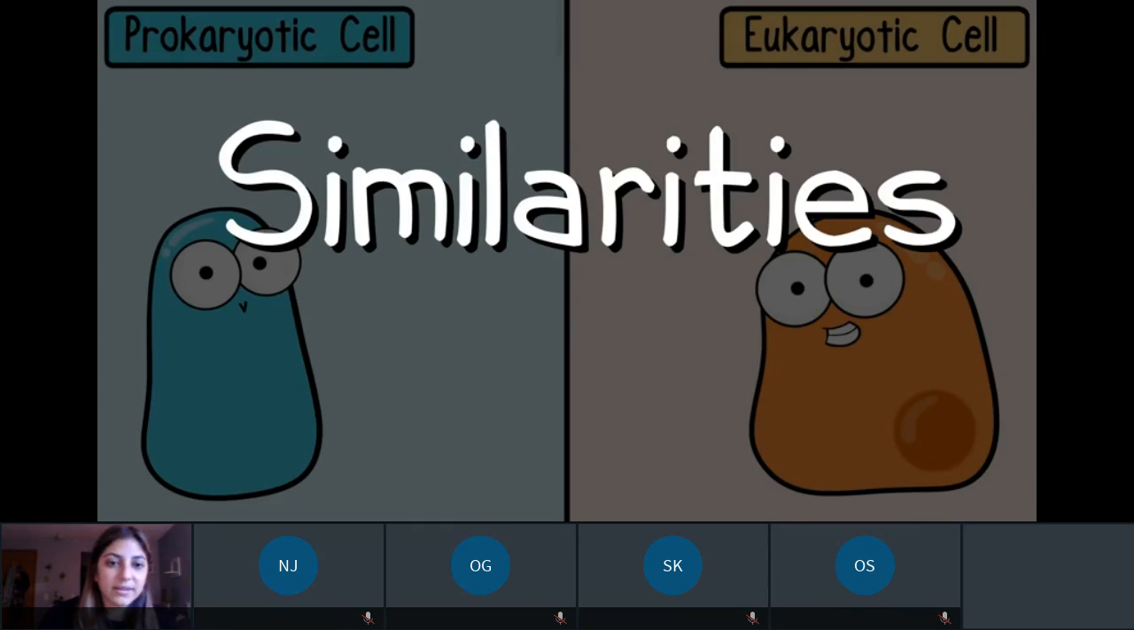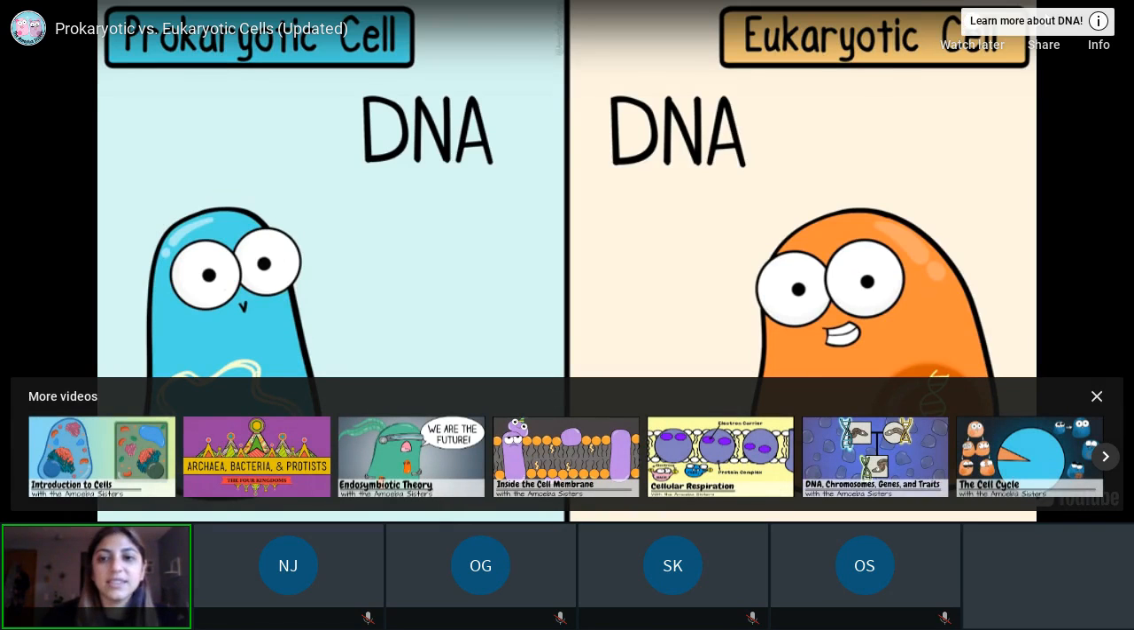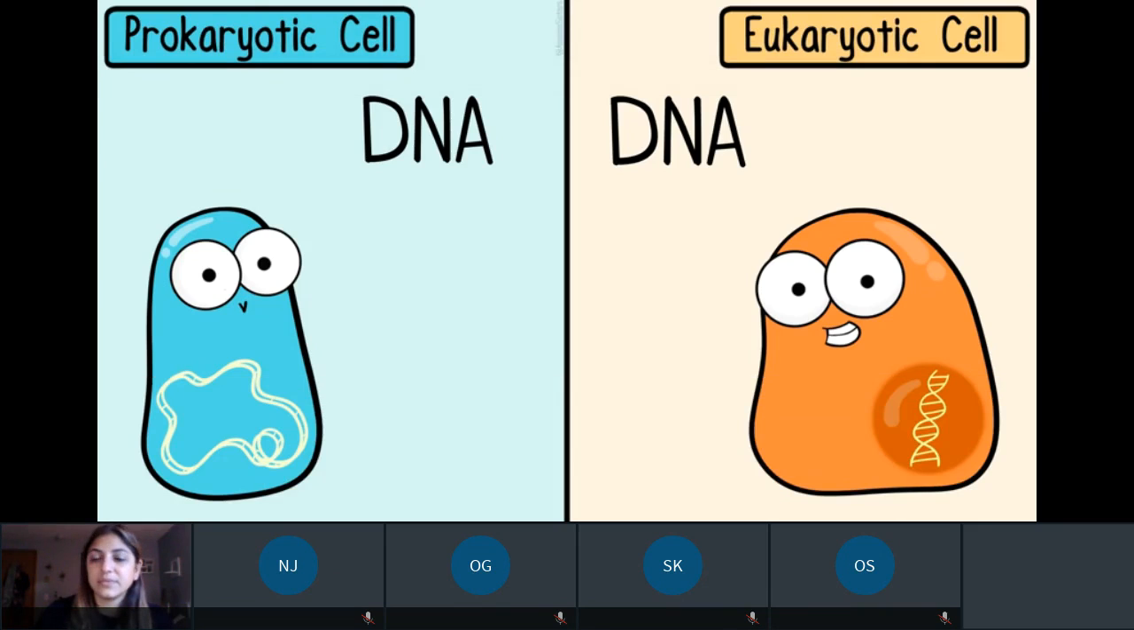Prokaryotic cells and eukaryotic cells do have a lot in common. Both have DNA. Okay, so they both have DNA, right? And that's really important because DNA gives the genetic information. DNA is how we pass on that information. It gives us the instructions of our cells and what to do, what to create, right? So DNA is essential for both prokaryotic and eukaryotic cells. So that's one thing that they have in similar. That's critical because DNA is the cell's genetic material.